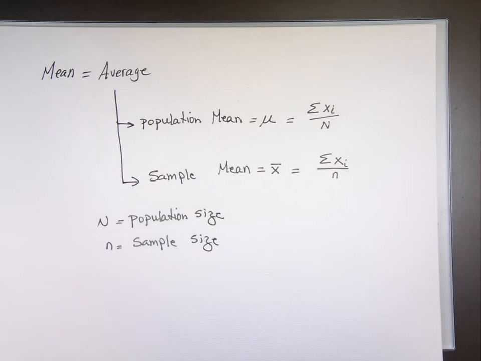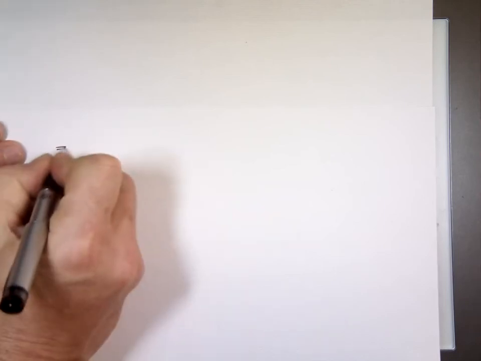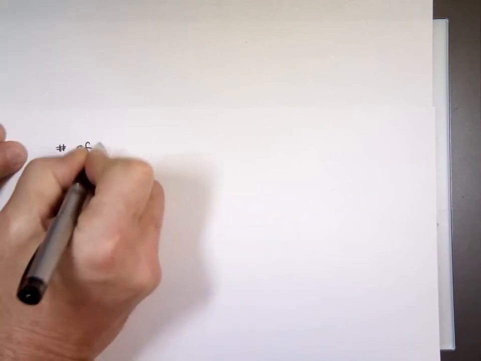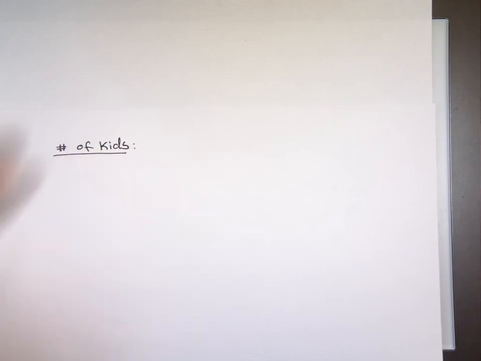What's the advantage of knowing the mean? And what's the problem with the mean? There's some advantages and disadvantages with the mean. Let me give you an example. Let's say we ask people, we'll go back to that example, how many kids do you have? So this is the number of kids we ask people. How many kids do you have?